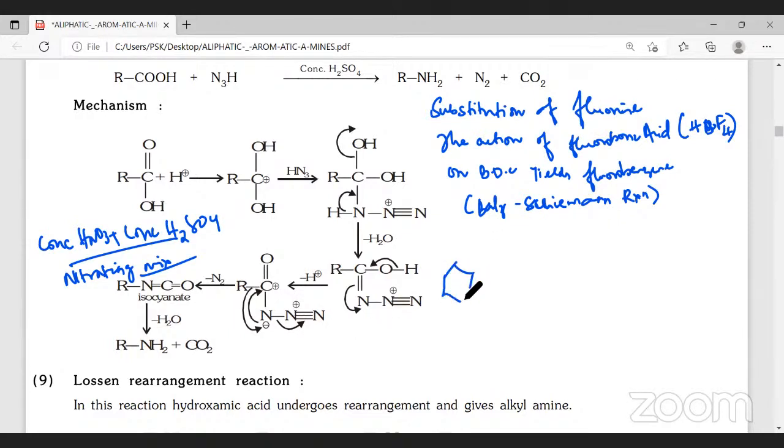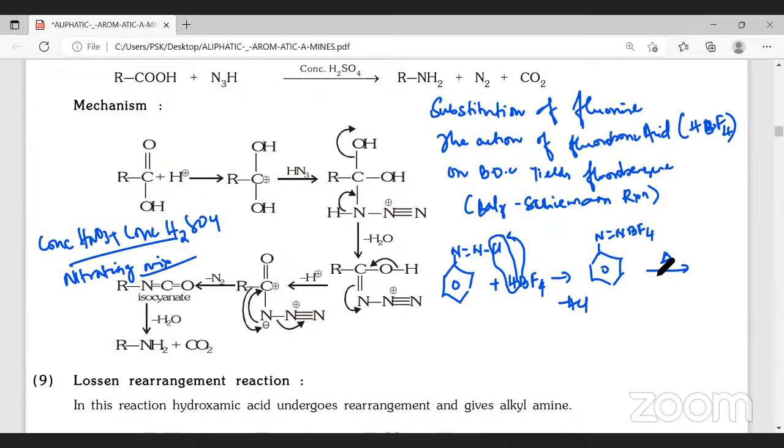Benzene diazonium chloride is C6H5, N double bond N, and Cl. When this is allowed to react with HBF4, that is fluoroboric acid, the H and Cl get eliminated as HCl. In place of Cl, BF4 goes. So you have a benzene ring, N double bond N, and BF4. When we heat, this molecule will decompose. The nitrogen atoms get eliminated as nitrogen gas, and from BF4, boron trifluoride gets eliminated as a byproduct.